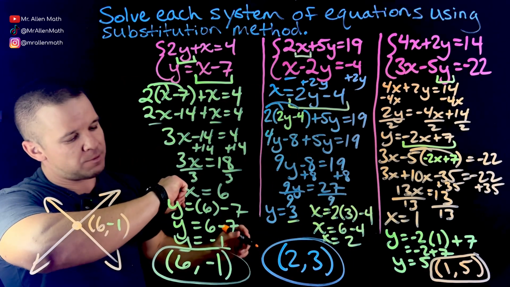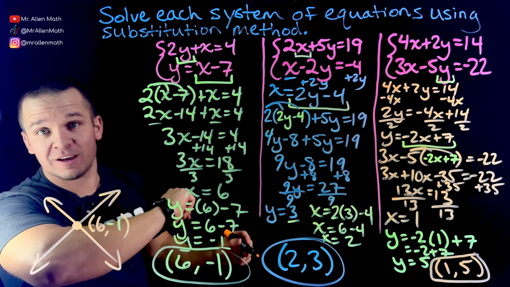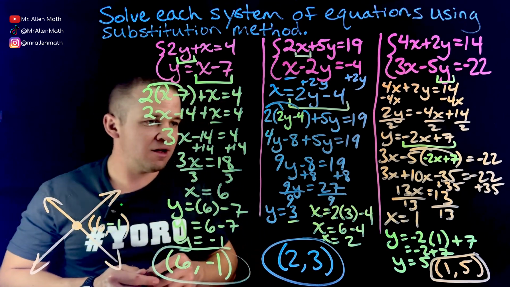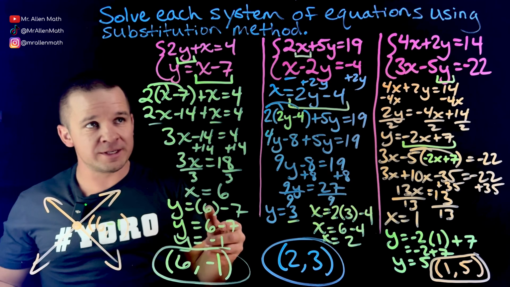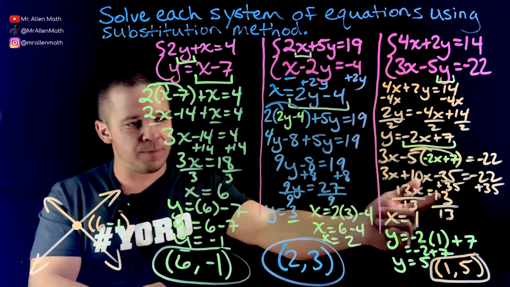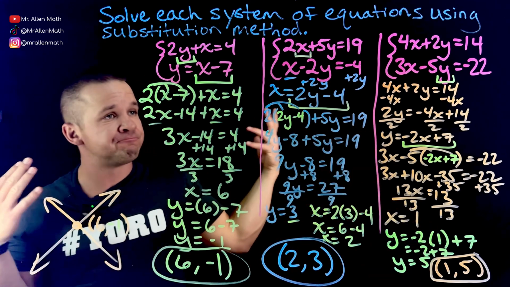Let me check my little watch here. We can see it. Excellent. Fantastic. Wonderful. Once again, answers are ordered pairs, x comma y.